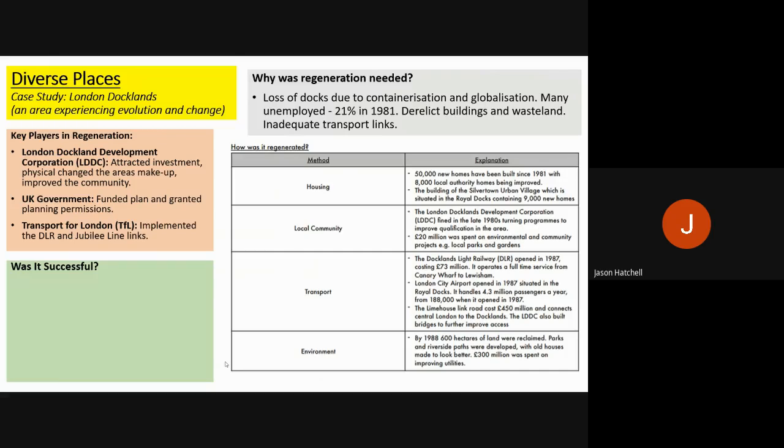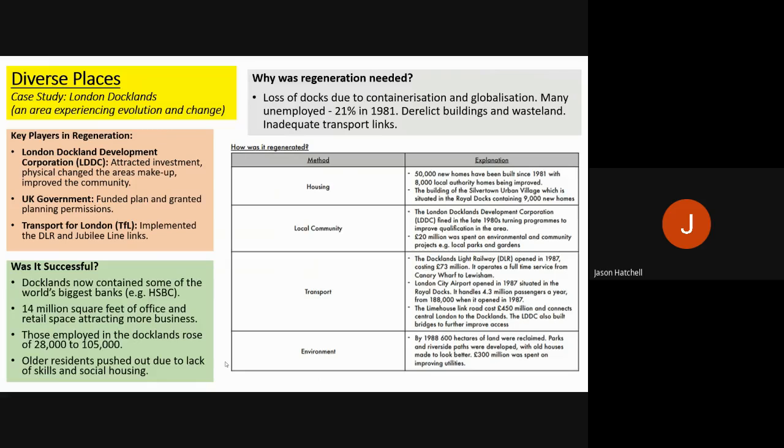Was this regeneration then successful? Was this change and evolution successful? Well, Docklands now does contain some of the largest world banks like HSBC and Barclays. It has 14 million square feet of office space and retail space, attracting more and more businesses all of the time. It's seen as the financial district of the world. And those employed in the Docklands rose from 28,000 to 105,000. So definitely there are three major successes to this regeneration scheme there.